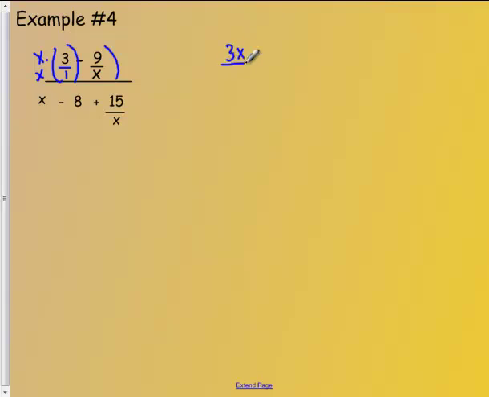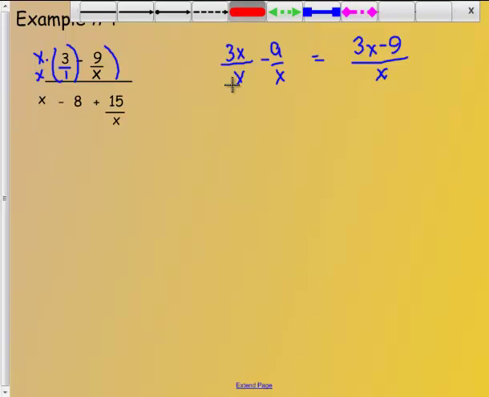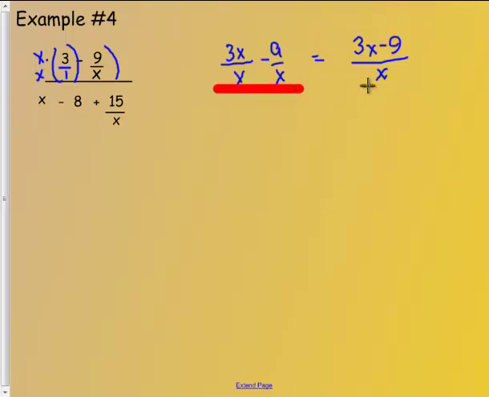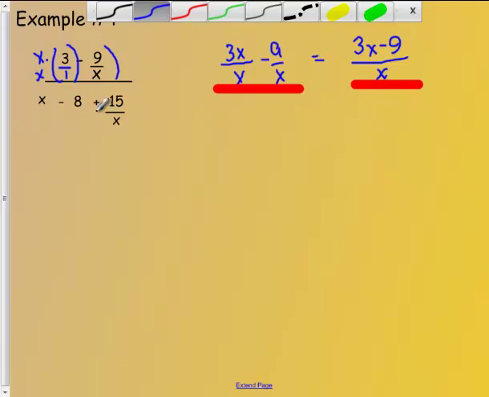3x over x minus 9 over x. Okay, I can combine that and get 3x minus 9 over x. Great. Done with the numerator. All right, so let's work on the denominator now.